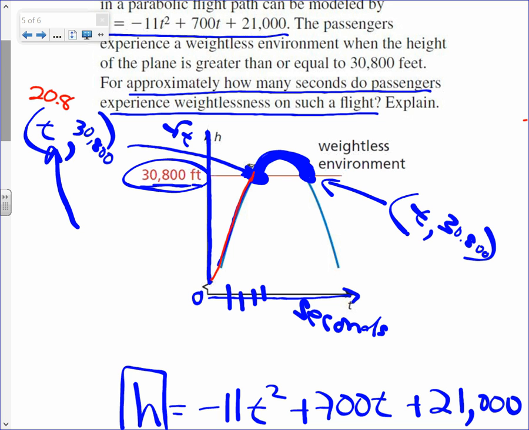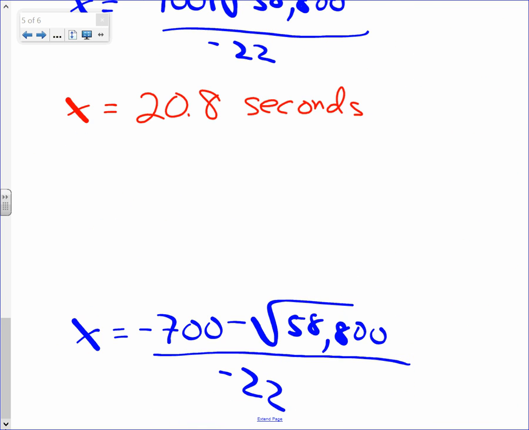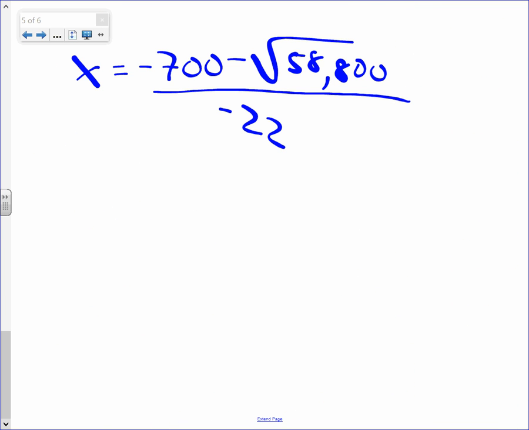But then remember, in weightlessness, it comes down. What time is it again at 38,000 feet? We're going to find this one. That's the second answer. So it goes up, there's 20.8 seconds. How many seconds is right here on its way down? Let's find out. That's the second one. That's right here.